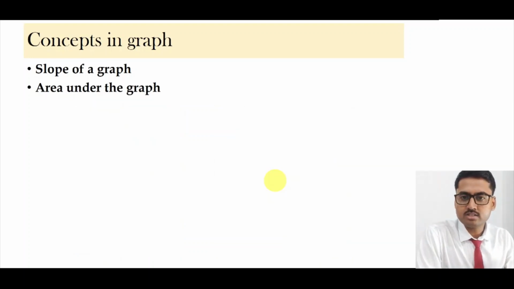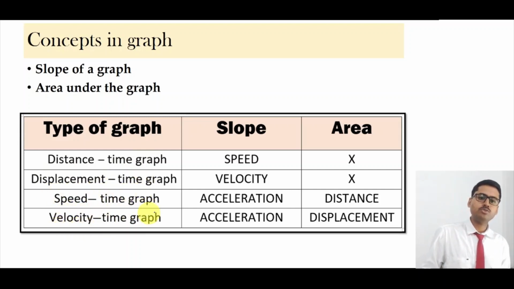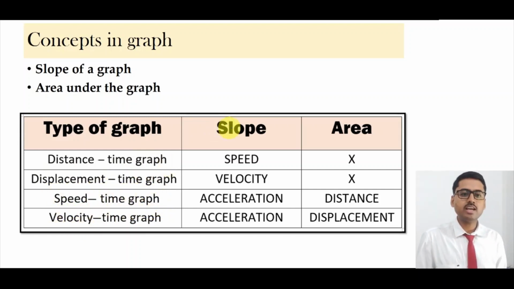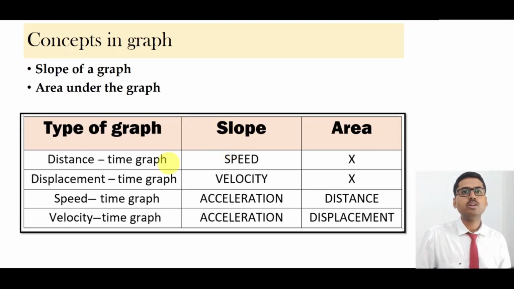So let us see a summary on the two concepts, slope and area. Let's say we are given distance time graph or displacement time graph, speed time graph or velocity time graph, and we are calculating slope for these graphs. So what are we going to get?